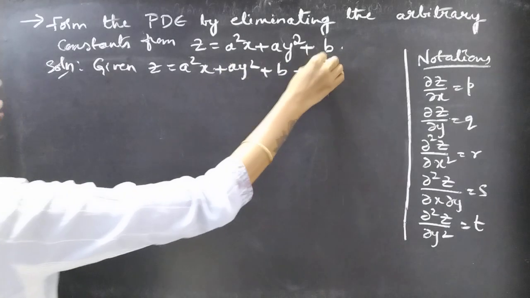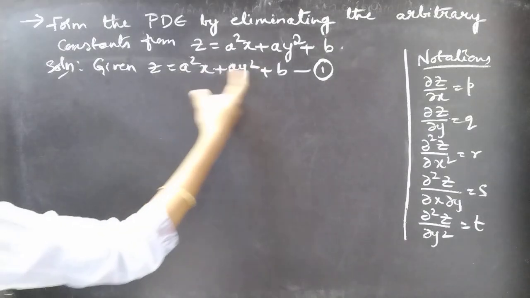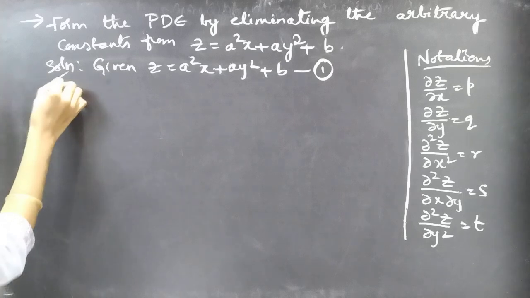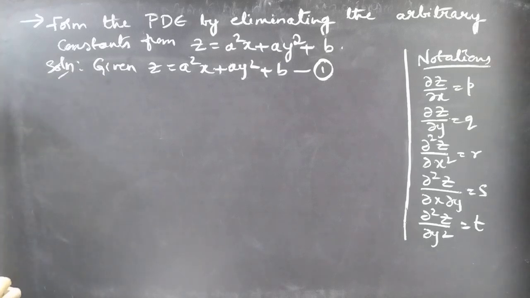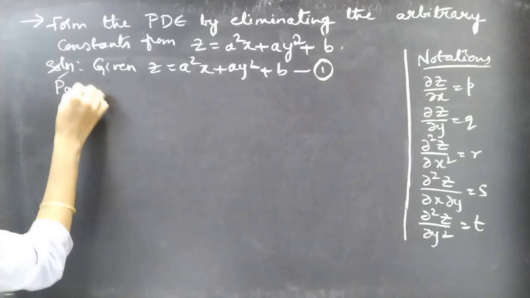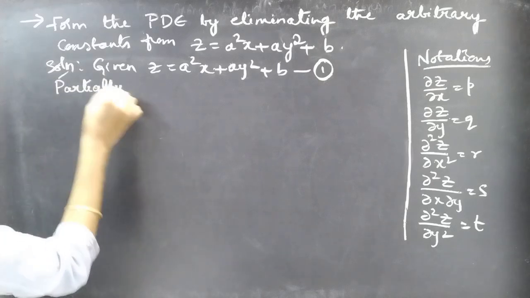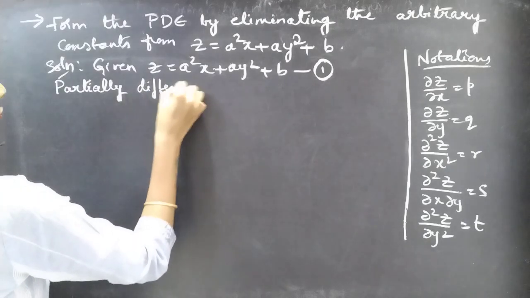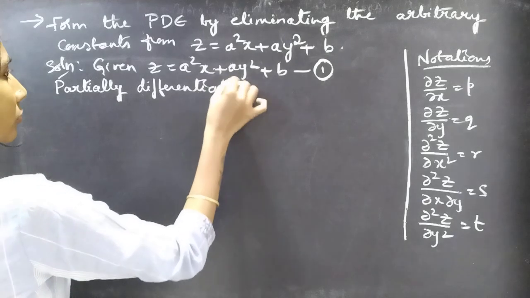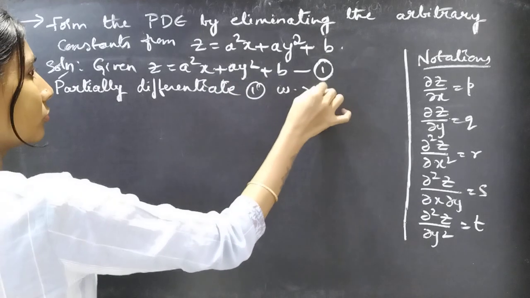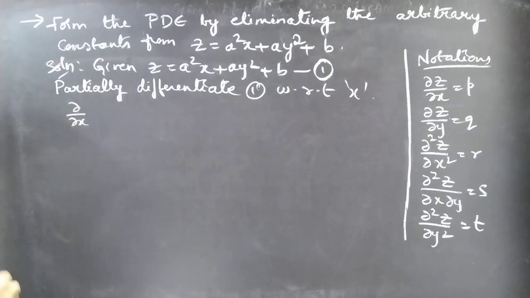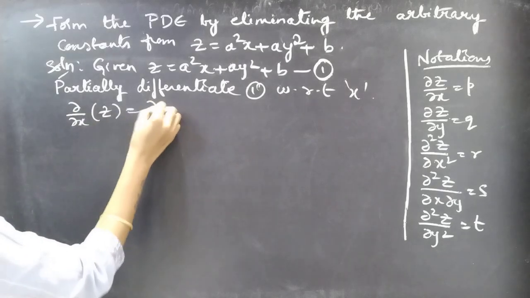And here we are asked to form a partial differential equation by eliminating the arbitrary constants a and b from the given equation, right? So we'll partially differentiate 1 with respect to x. Since we are partially differentiating with respect to x, we'll treat y as constant. Just apply dou by dou x on both sides of 1.